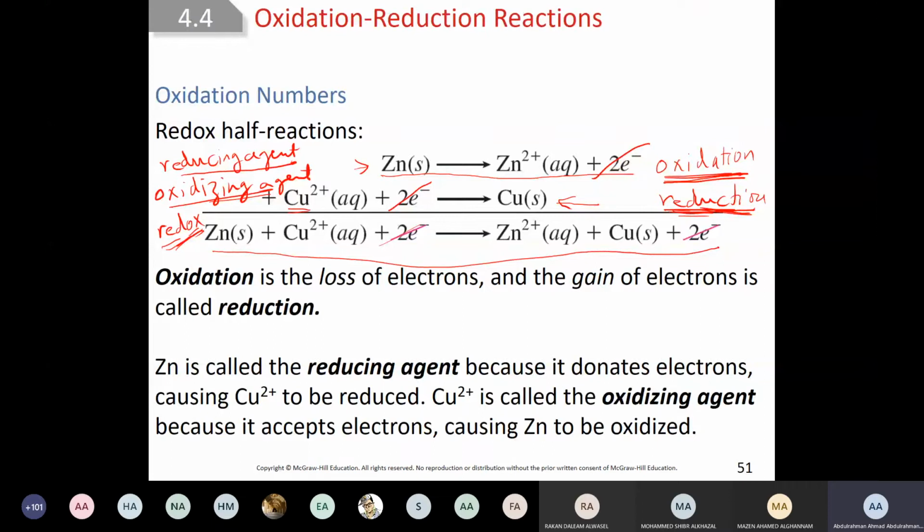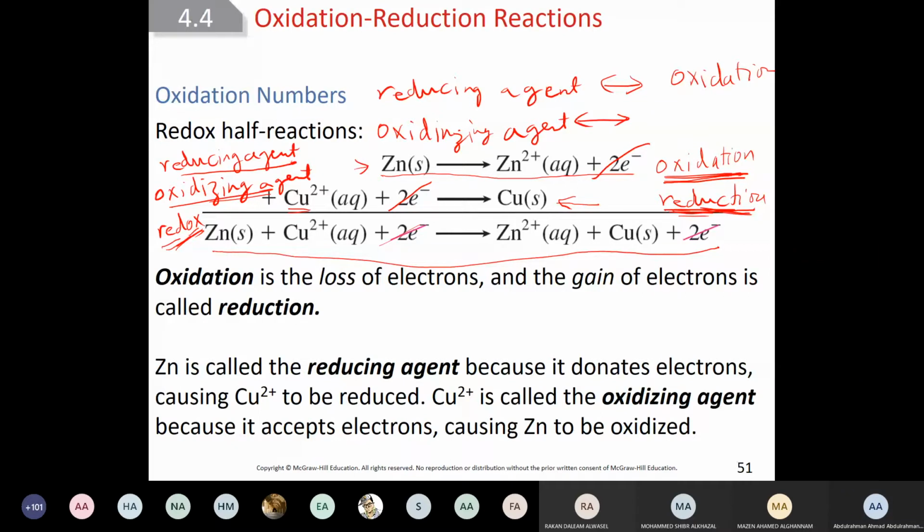So these two words, reducing agent, is related with what? Oxidation. Clear? And oxidizing agent is related with what? Reduction. Clear? I hope so. Good.